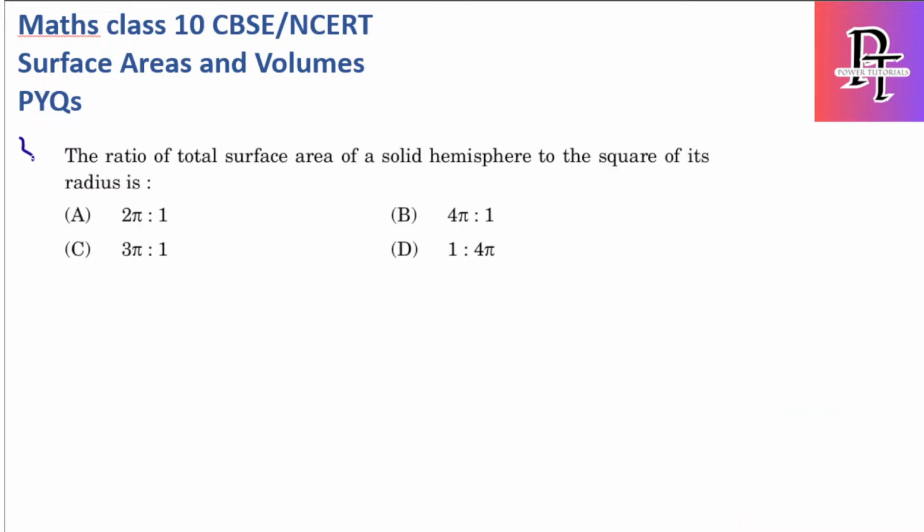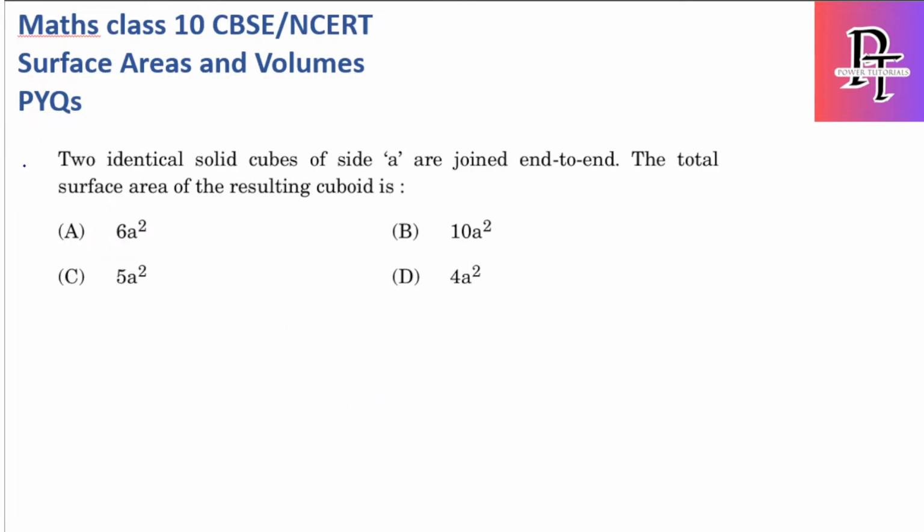So let's see the third question. The ratio of the total surface area of a solid hemisphere to the square of its radius. The total surface area of a solid hemisphere is 3 pi r square, and the square of the radius is simply r square. So the answer is easy, which is 3 pi to 1. MCQs from this chapter are mostly easier, so it will hardly take 30 seconds to solve the MCQs from this chapter. Okay, let's go to the fourth one.